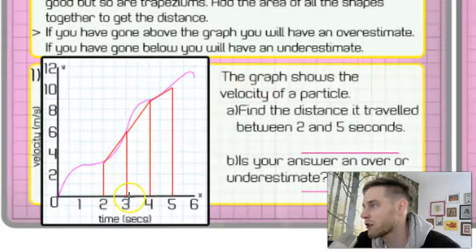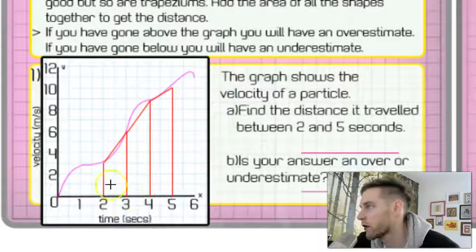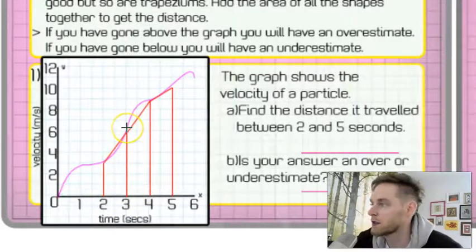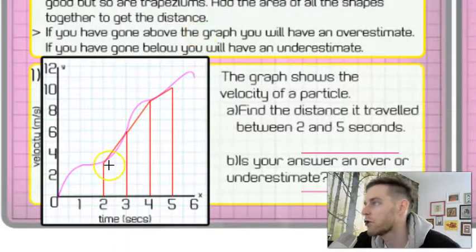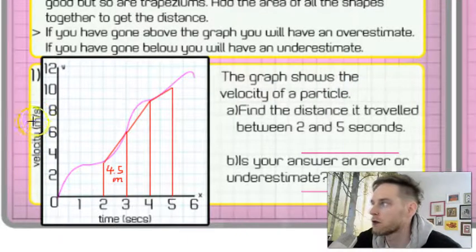You add the parallel side lengths together. So this side and this side for the first trapezium are the parallel side lengths. We've got 3 plus 6, and 3 plus 6 is 9. You half that answer to get 4.5. You multiply it by the height, which is 1, which is useful. So what we've got there is just 4.5. So I will write down 4.5, and the units will be in meters, because the velocity of the particle is in meters per second.